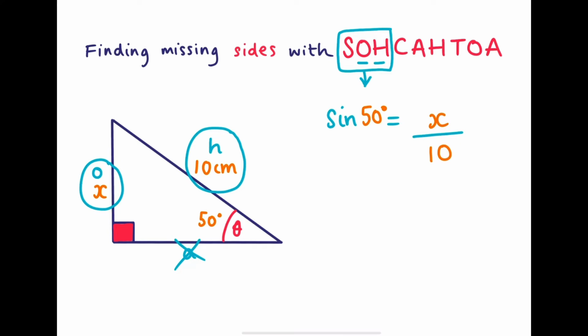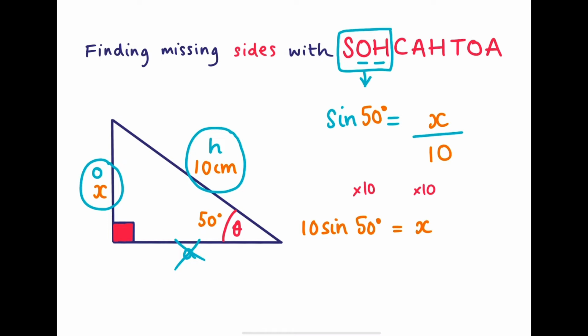To do that, we use the normal rules for solving equations. So we do the same thing to both sides to get the unknown on its own. First thing is we want to get rid of this divide by 10. To undo that, we times both sides by 10. That gives us 10 times sine 50 degrees is x.